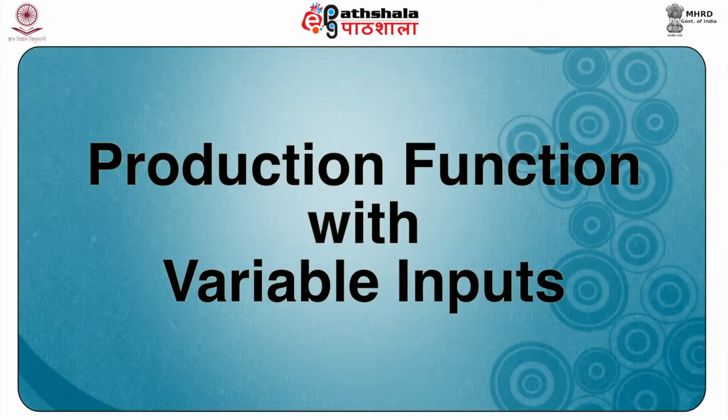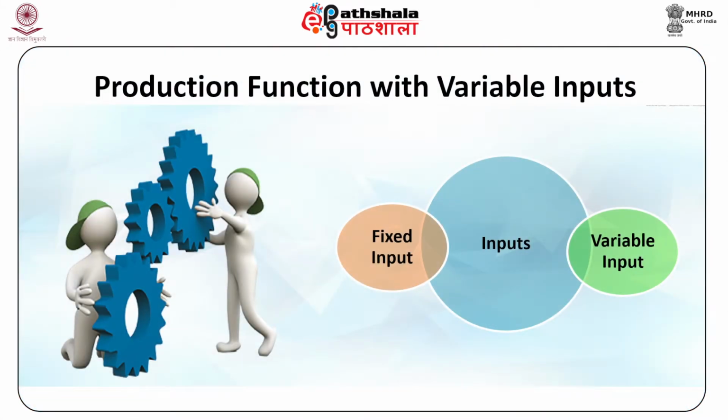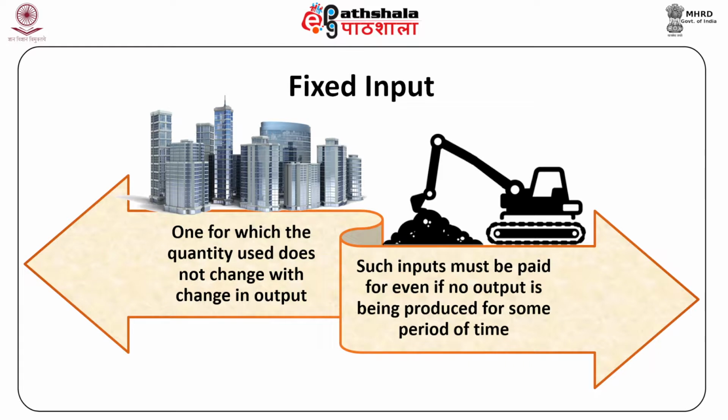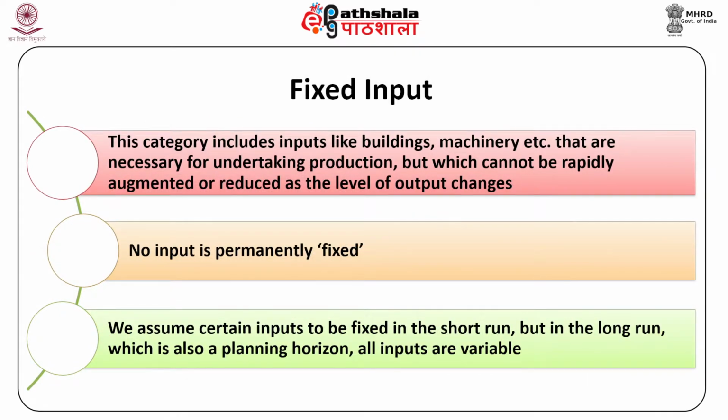Next is a production function with variable inputs. To analyze the process of production, we classify inputs as variable inputs or fixed inputs. A. Fixed input. A fixed input is one for which the quantity used does not change with change in output. Moreover, such inputs must be paid for even if no output is being produced for some period of time. This category includes inputs like building, machinery, etc.